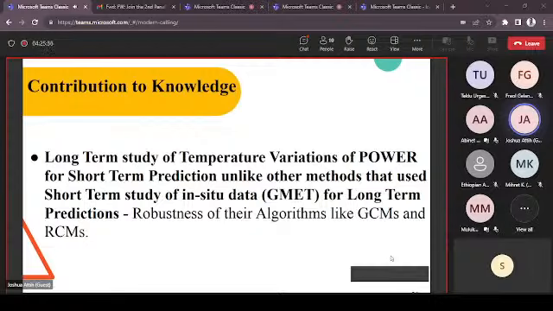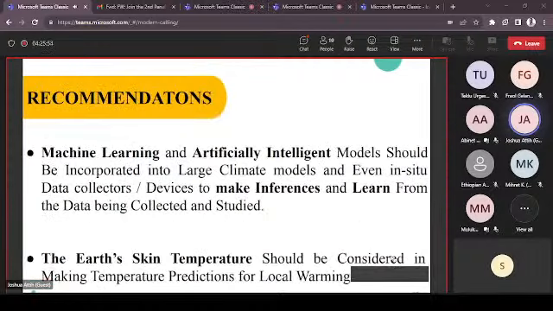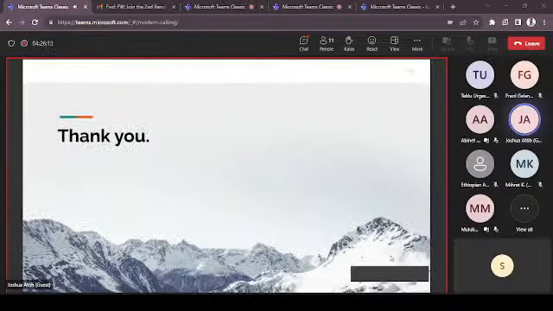We believe the contribution to knowledge of this work is that we were able to use such parameters to predict in the short term, while other agencies in the world use robust algorithms and high performance computing to predict in the long term. And I would recommend machine learning and artificial intelligence models should be incorporated into large language models and even in-situ data collectors or devices to make inferences and learn from the data being collected in the study. Another recommendation would be that the Earth's skin temperature should be considered in making temperature predictions for global warming. Thank you so much.